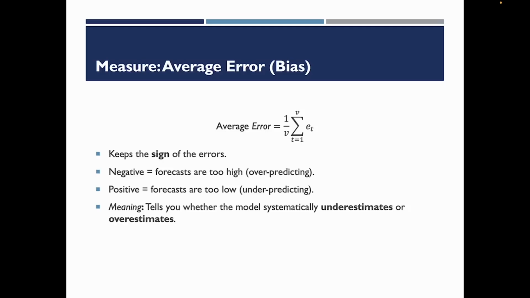If it's positive, that means we are too low, under predicting. And it tells you whether the model systematically underestimates or overestimates.